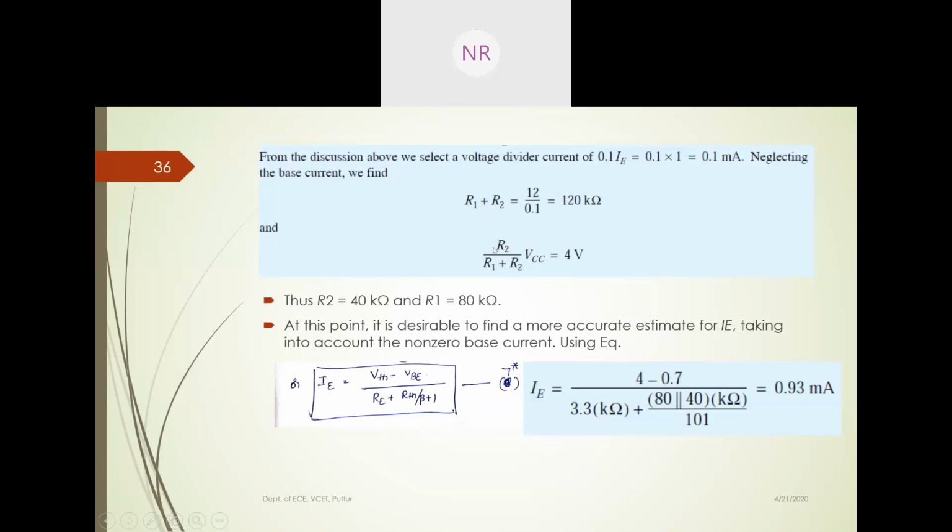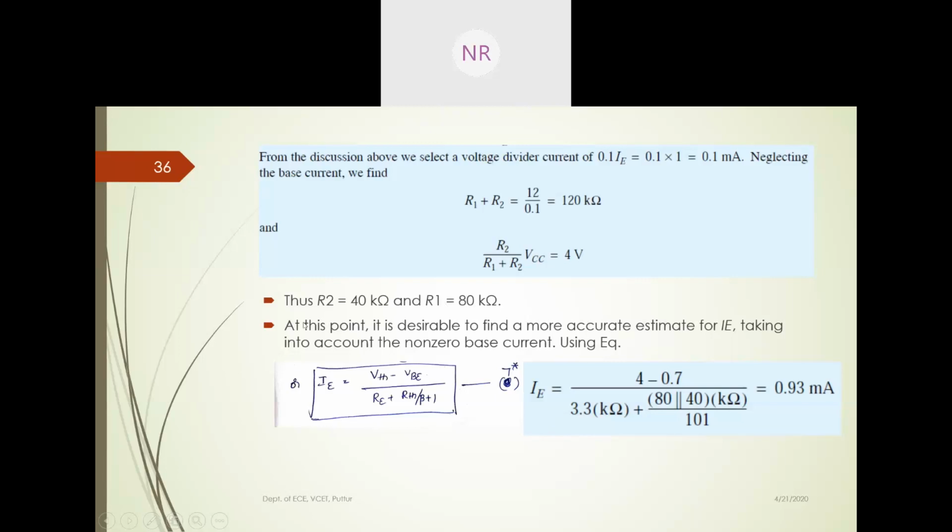So by that time you will get the R2 value. This is 120 into 12, so 12 into 120, how much is it? 10k. 10k into 4 is nothing but 40k. If you got this 40k, substitute in this equation: R1 plus 40k equals 120. 120 minus 40 means R1 is equal to 80k.